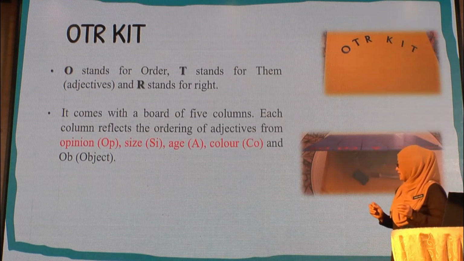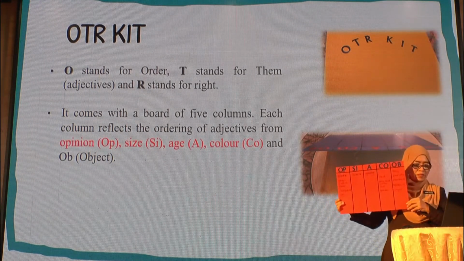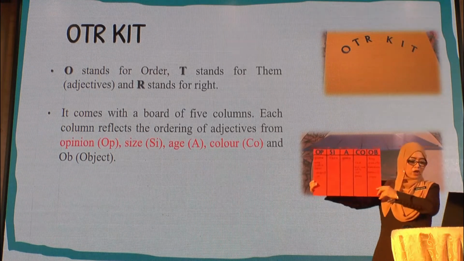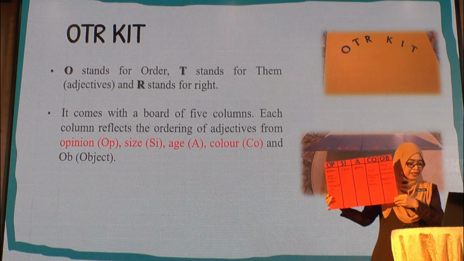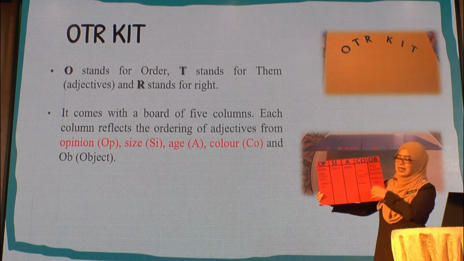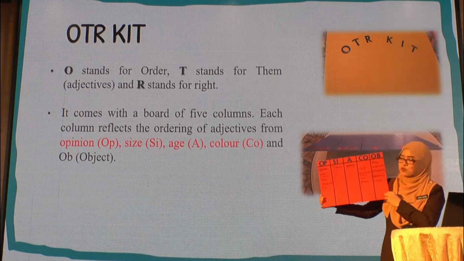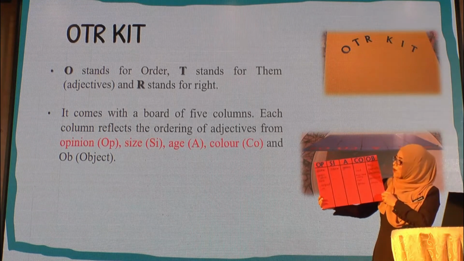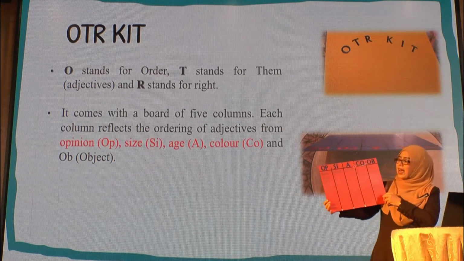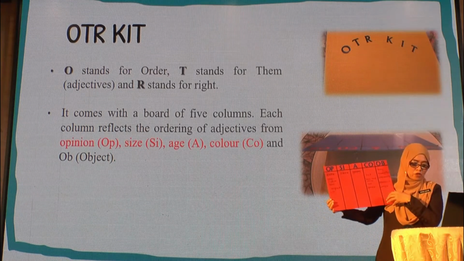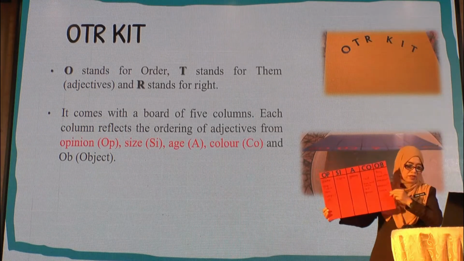And in this kit, it comes with a board of 5 columns. You can see there are 5 columns in this table. This is what I call the table. The first column is OP, which is opinion. The second column is SI, which is size. The third column is A, which stands for age. The fourth column is CO, which is color, and OB is the object. So they have to describe the photos using the adjectives in the correct order following the table.